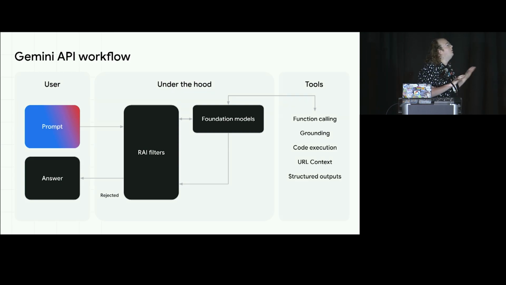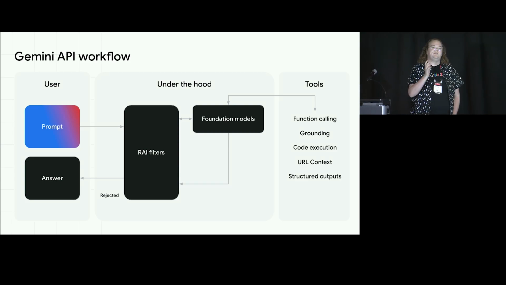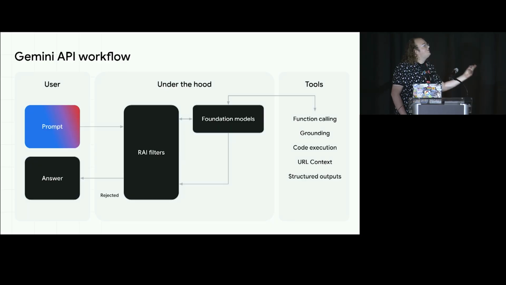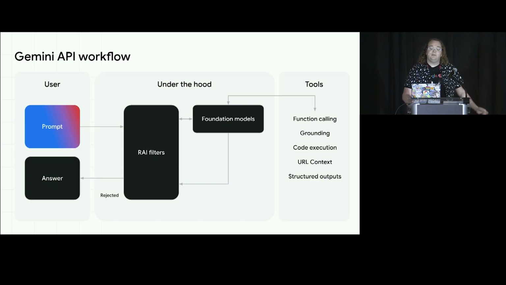So here's a general look at what an API workflow goes through. The user prompts our AI, it goes through some safety filters that Google has for all of our API requests, and then it's routed to our foundation models, which then can choose to call tools, do code execution, go fetch a URL to get context from that URL, and feed that information back into the foundation model. Then that response is filtered through our system. It'll either be rejected or it'll be sent back to the user. And whenever it's doing that, we also have citation checking that goes on. So we know that the response that's given to the user is grounded in materials.